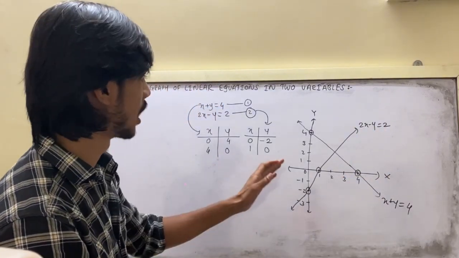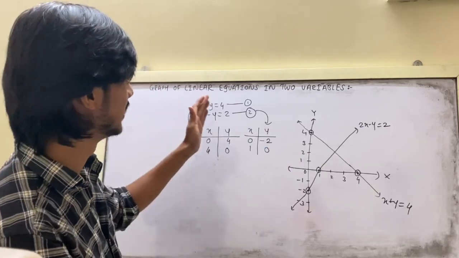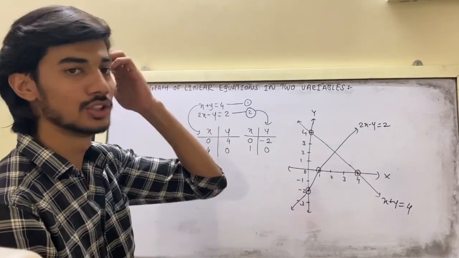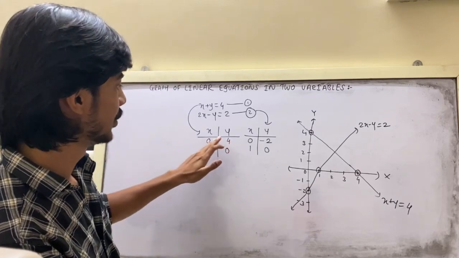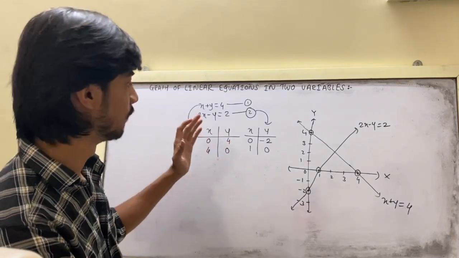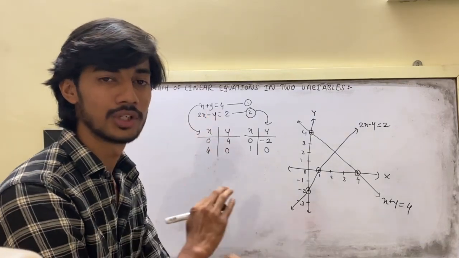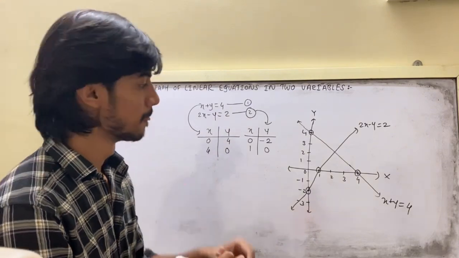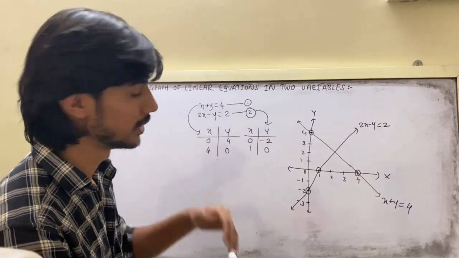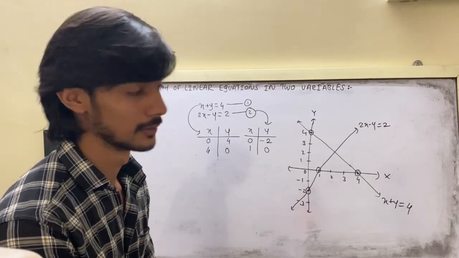So this is how you can draw the graph of linear equations in two variables. This is so simple. There is no condition that you have to take only x equals 0 first and then y equals 0. You can take any 2 points. You can take 3 points. You can take 4. Your choice.